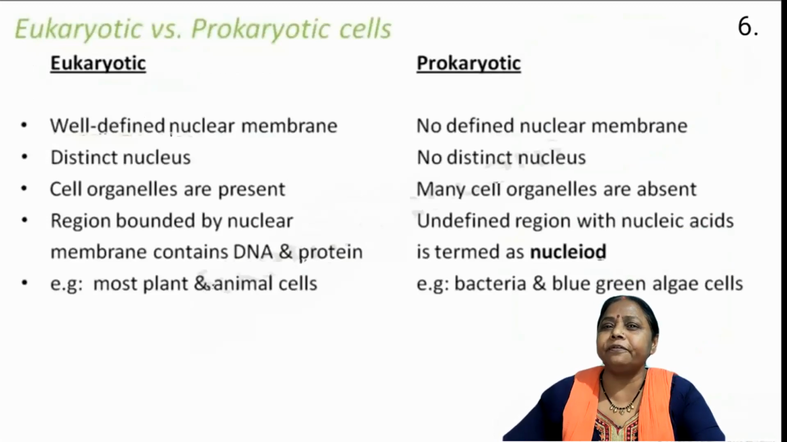Now, children, just now I have said that all the cells do not have a prominent nucleus. The cells which contain a prominent nucleus, a well-defined nucleus, they are known as eukaryotic cells. But there are many cells, or few cells you can say, which do not have a proper or defined nucleus. It lacks nuclear membrane. Such cells are known as prokaryotic cells. For example, bacteria and nuclear algae. Eukaryotic cells, examples of plant cells and animal cells.